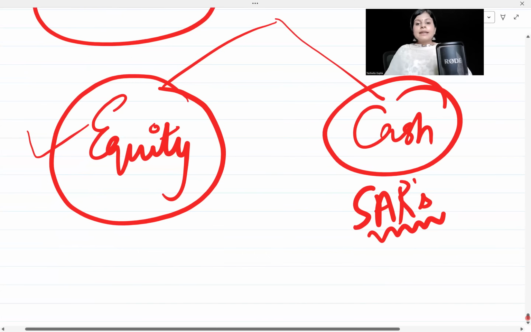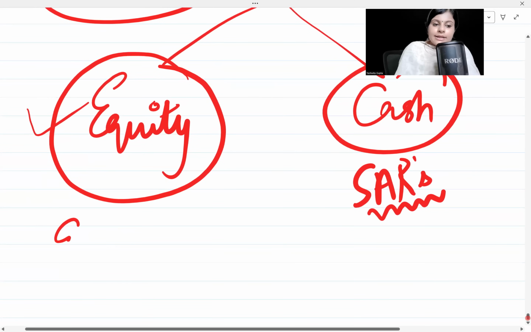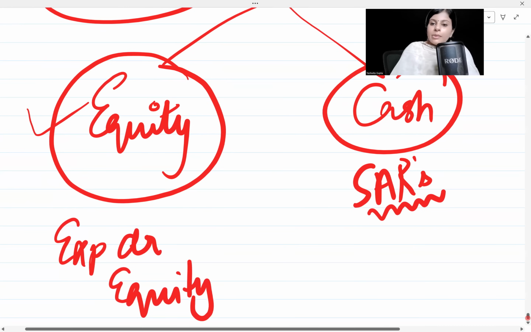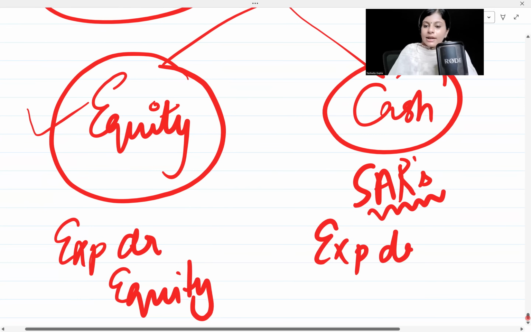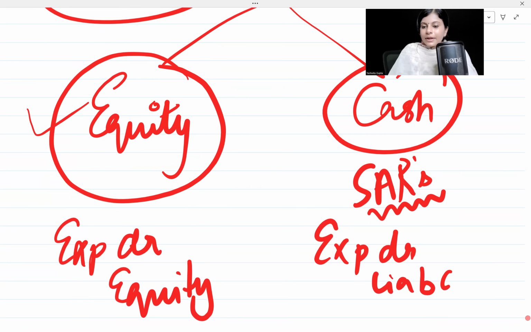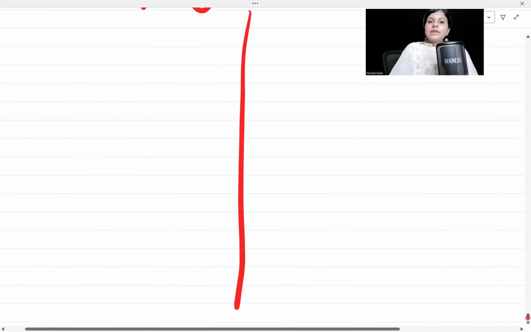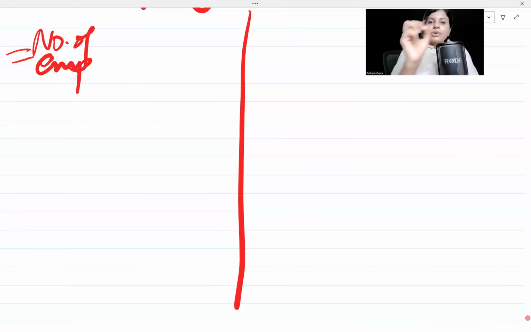So in case of equity settled share-based payment, my journal entry is expense debit and my equity credit. In case of my cash settled share-based payment, my journal entry is expense debit and my liability credit, right? Now, guys, what are the rules? In equity settled share-based payment, you calculate your expense and equity as number of employees who are going to get share options.